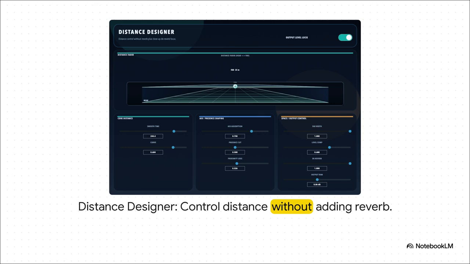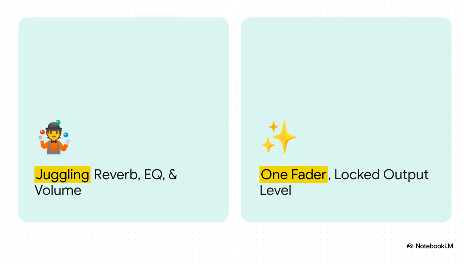This is not about just washing a sound out in some fake space. No. This is about psychoacoustically convincing your brain that a sound is moving closer or further away, all while keeping its clarity and its focus. And this really shows the huge shift in workflow. You go from wrestling with 3 or 4 different things, your reverb, your EQ, your volume automation, to just one intuitive fader that handles all that complex stuff for you. And the best part? A locked output level.